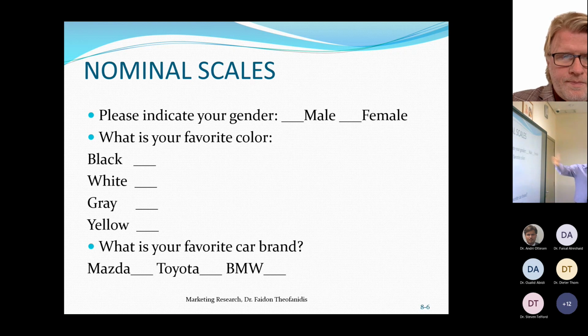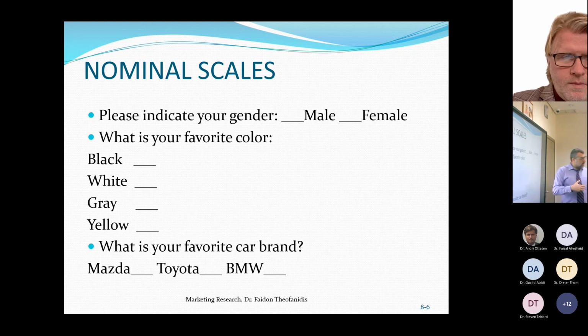Exactly. So, for example, indicate your gender. Male, female. Male, female is very clear. It's qualitative data. Or what is your favorite color? Black, white, gray, yellow. What is your favorite car brand? Mazda, Toyota, BMW brands. So all those things relate to words.